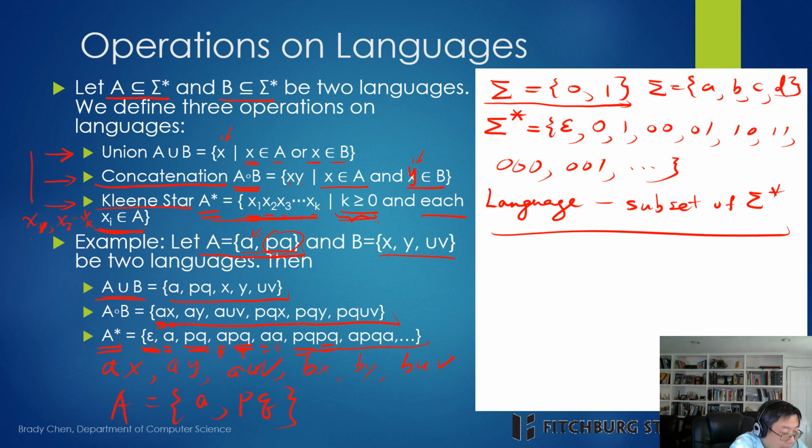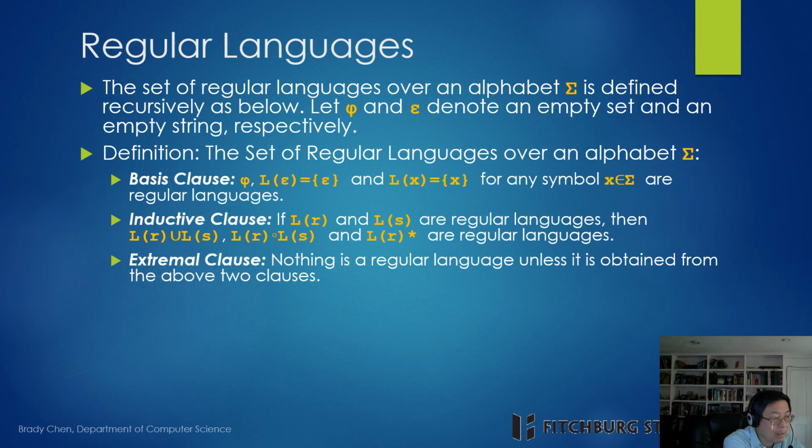So it looks like it's an infinite set, right? A star is an infinite set. That's a clean star. So let's define the regular language. What is a regular language?